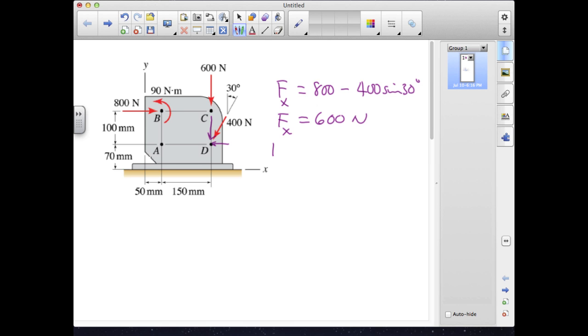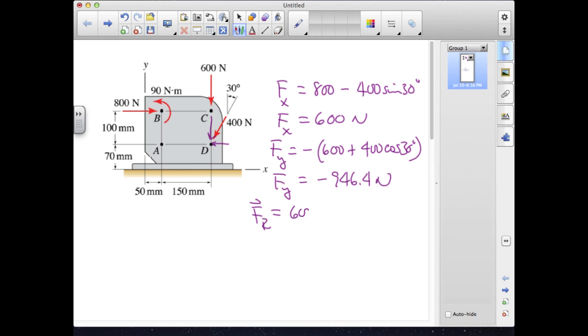In Fy, we have two negative contributions. We have a 600 Newton and then plus a 400 cosine 30. And that gives us a net result of minus 946.4 newtons. So our resultant force is 600I minus 946.4J newtons.